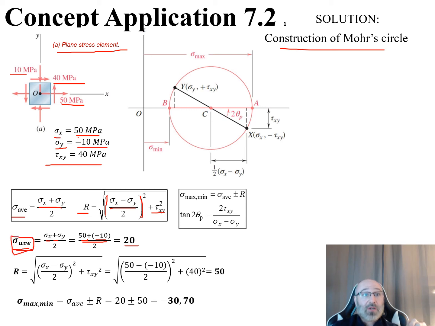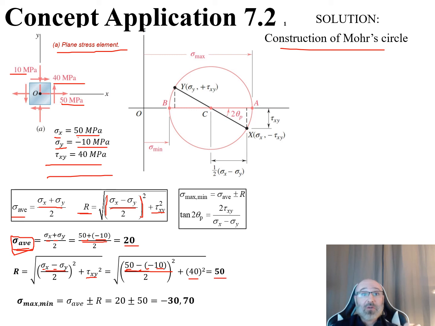Now, the next thing we want to do is come up with our value for R. Our R is the square root of sigma x minus sigma y all over 2, quantity squared, plus our tau xy squared. We go back up here and plug those values in. We have the square root of 50 minus a negative 10, all over 2, quantity squared, plus 40 squared. Well, we look at this and say 50 minus a negative 10 is 60, divided by 2 is 30. So 30 squared plus 40 squared, take the square root of all that, and we end up with a value for R of 50.